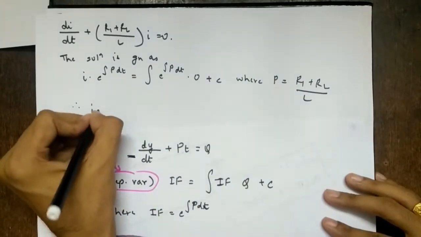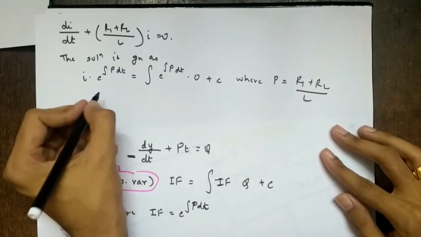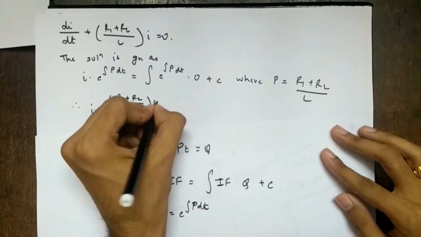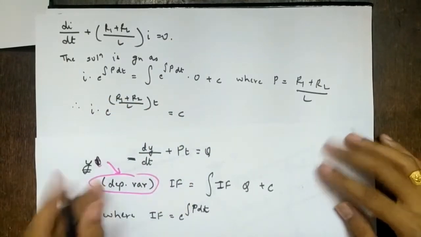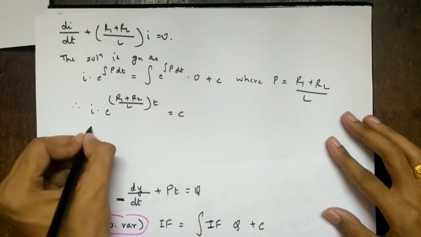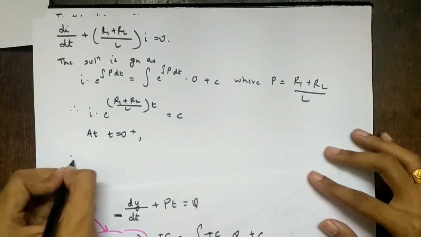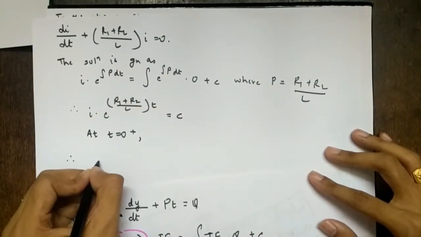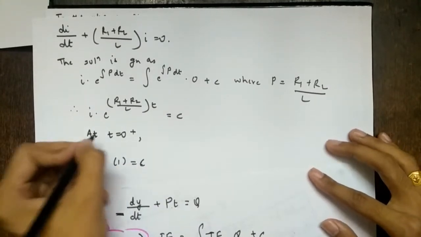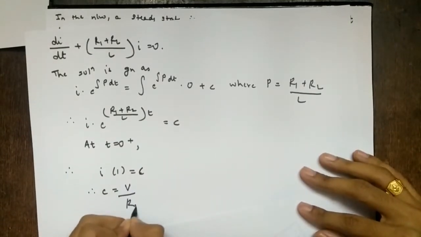So I into e raised to R1 plus R2 upon L, which is p. Since p is constant with respect to t, this is R1 plus R2 upon L into t equals c, right? You don't know c here, so what we'll do is take t equal to 0 plus, because you know I of 0 plus. So I into 1 equals c at 0 plus. Therefore c is what we have found, V by R1.